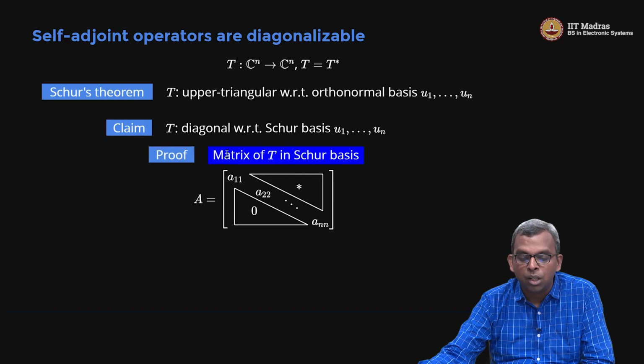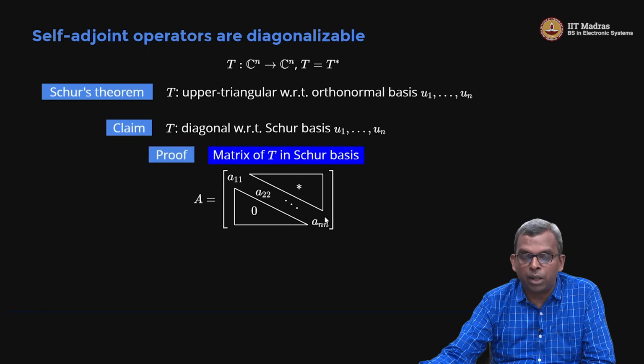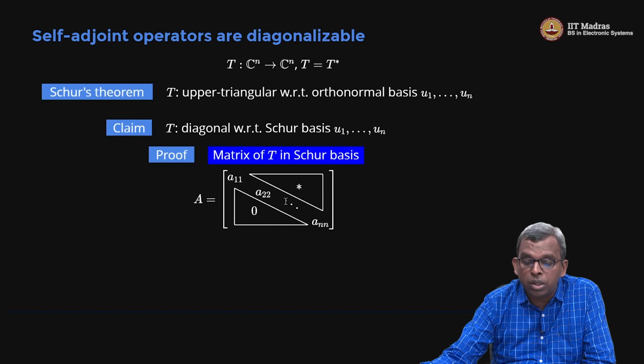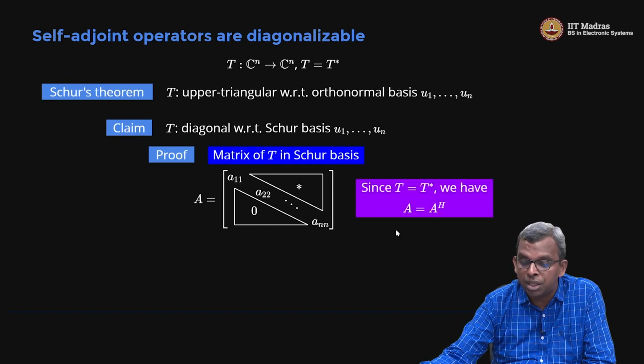Why? Because you look at the matrix of T within the Schur basis. It could be upper triangular, right? So the diagonal element can be something, and then the lower triangular has to be 0. The upper triangular part could be something. In general, this could be the case. But then I want T to be equal to T star, which means A has to be equal to A Hermitian. How will A be equal to A Hermitian?